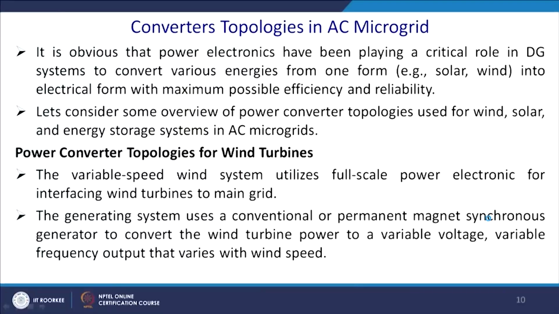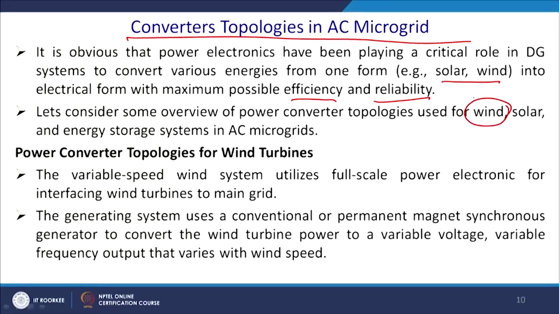So, it is obvious that power electronics, now we talk about the converter topologies and the power electronics in the AC microgrid that we will be using. It is obvious that power electronics have been playing a critical role in distributed generation systems to convert various energies from other forms, like solar and wind, into the electrical form with the maximum possible efficiency and reliability. Let us consider an overview of the power converter topologies used for wind, solar and storage devices in an AC microgrid.